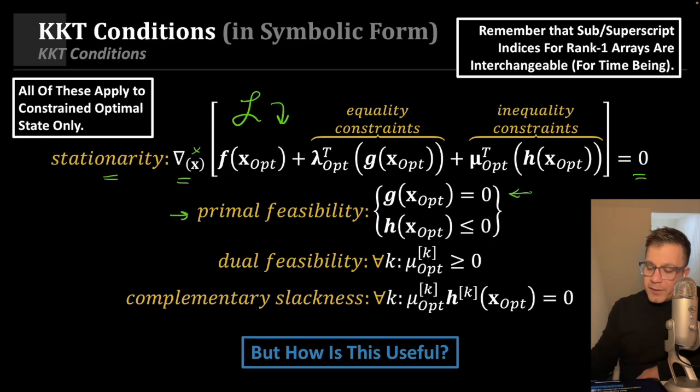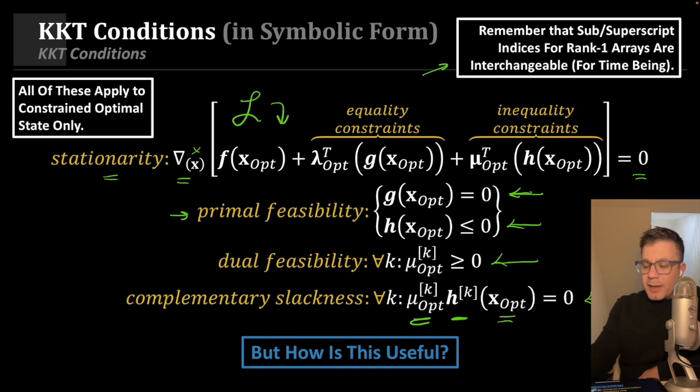Then we have primal feasibility. Again, for all the g equality constraints, they must be equal to 0. And for h, all of the inequality constraints, they must be less than or equal to 0. Dual feasibility, again, says that all of the mu values must be greater than or equal to 0. And complementary slackness says that once we have a solution, for that solution, the product of mu and h should equal 0.